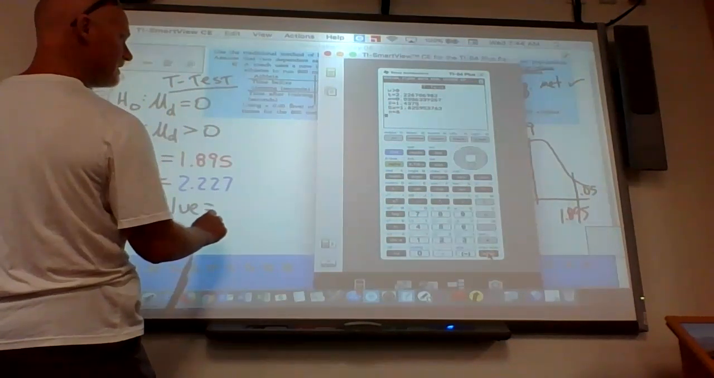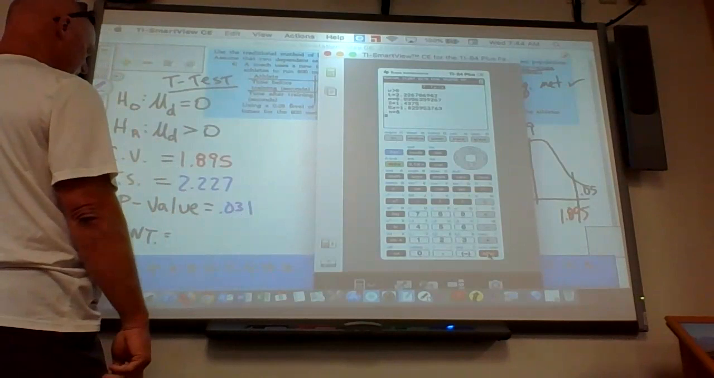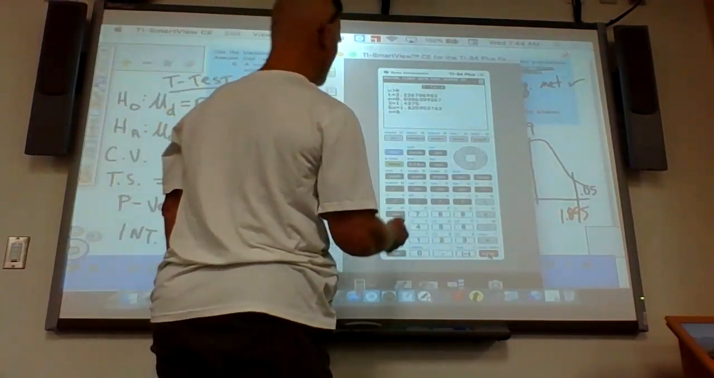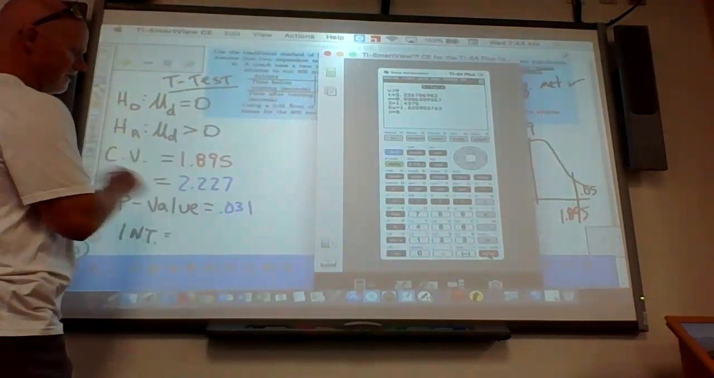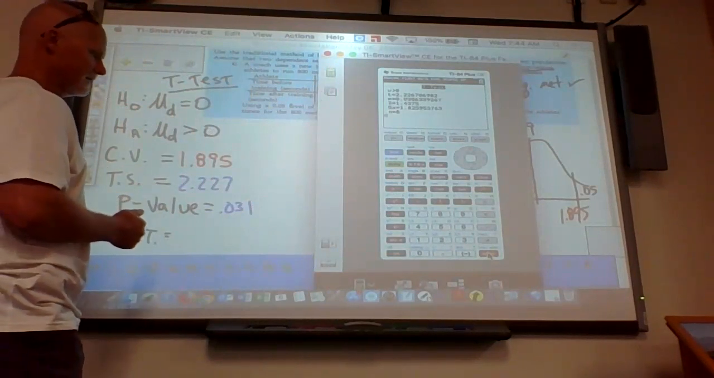And so in this problem, our test statistic is 2.227, and our p-value is 0.03. And I'm just going to round to 1. And then that's less than 0.05, so this is going to be a reject.